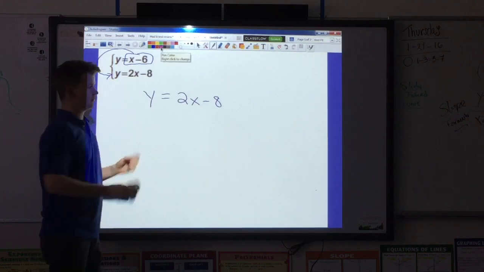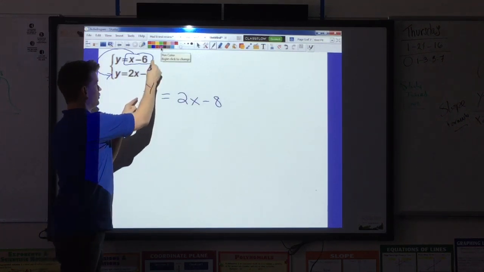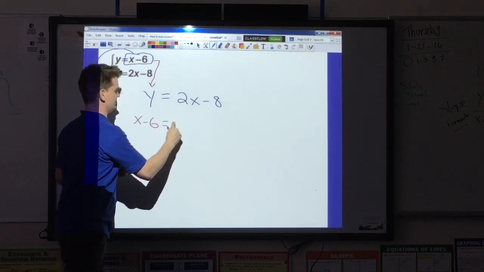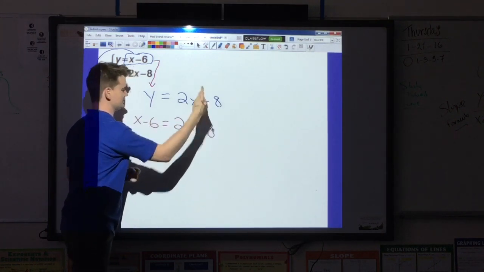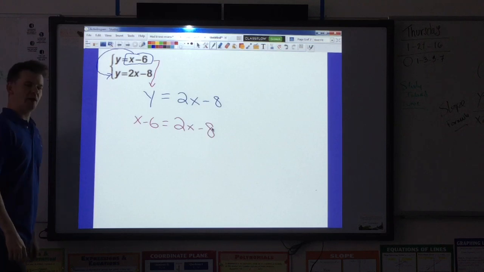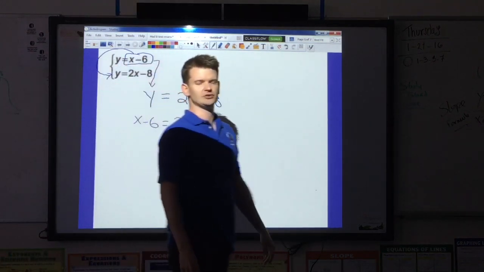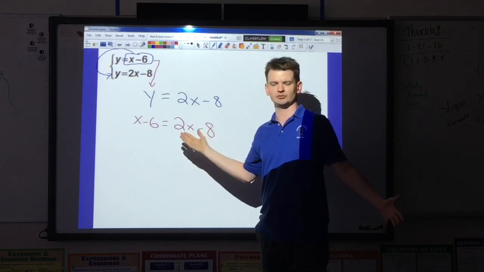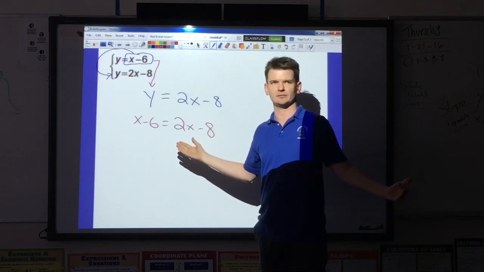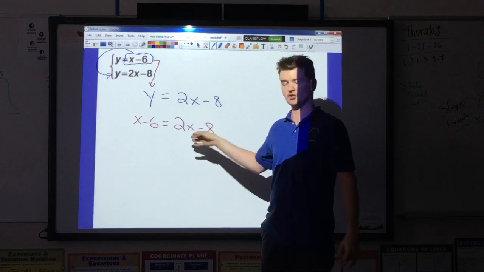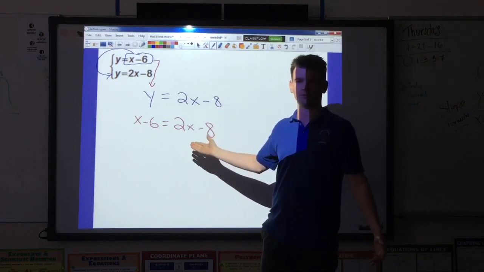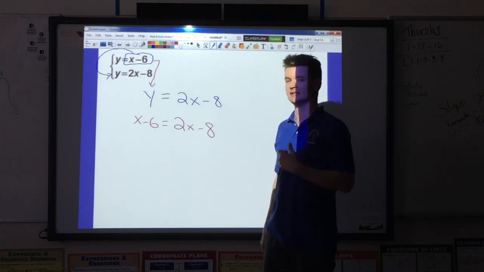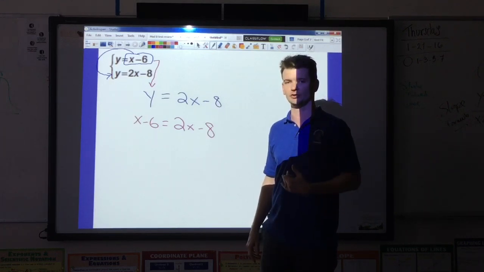On the next level of the problem, you're going to notice that the y is going to be replaced by x minus 6. So x minus 6 equals 2x minus 8. And wow, that just got a whole lot easier to solve. Right now, I've got rid of a variable, which usually is the hardest thing to do when solving a system of equations. I'm just going to solve this equation, which is an equation with variable on both sides. I'll know what x is. I will then go back and substitute in to get the y value.